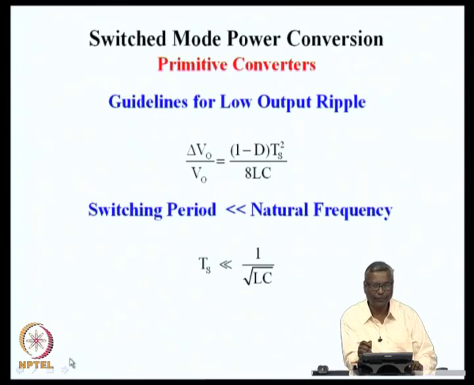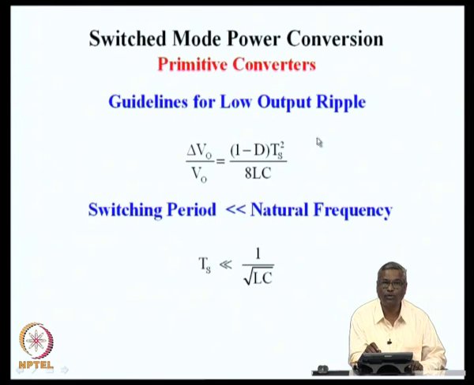This quantity gives us a guideline for low output ripple. If delta V naught by V naught has to be very small, then the right hand side expression has to be small, or we might say that the switching period Ts has to be very much less than the natural frequency, or we might say Ts must be very much less compared to 1 by root Lc. This is the natural frequency of the converter, what is on the right hand side. What is on the left hand side is the switching period of the converter, and if this inequality is satisfied, the converter will have very low voltage ripple.